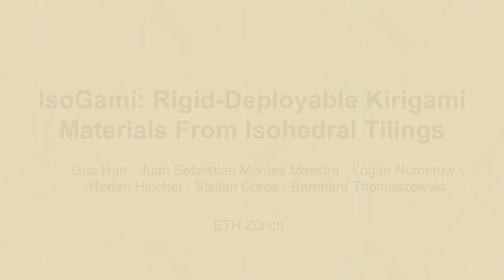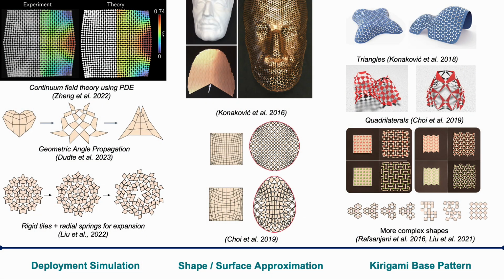Kirigami, the art of cutting paper, can transform flat, rigid sheets into flexible, expandable metamaterials using carefully placed cuts. Past work explored sheet deployment and inverse problems like shape approximation, mostly using simple units like triangles or quads. However, controlling Kirigami expansion remains challenging due to complex cut deployment relationships.